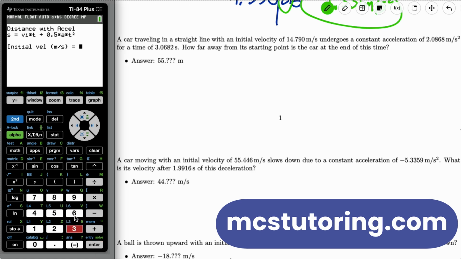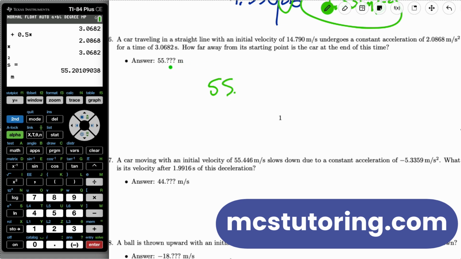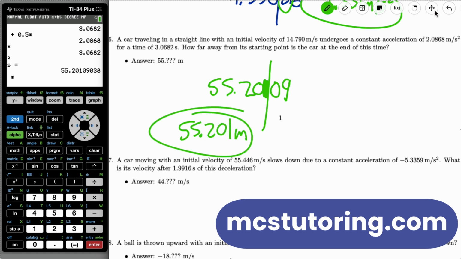Number 3. Initial velocity. Okay, it is that 14.790. You'd have to put the trailing zero. That's not a big deal, but if you do, that's okay. Constant acceleration, it's positive, 2.0868. And time is 3.0682. There we go. And it looks like we're going with 3 decimal places, 55.20109. Okay, so this is cool because we can just make it, oh, sorry, that's a 1. So 55.201 meters.